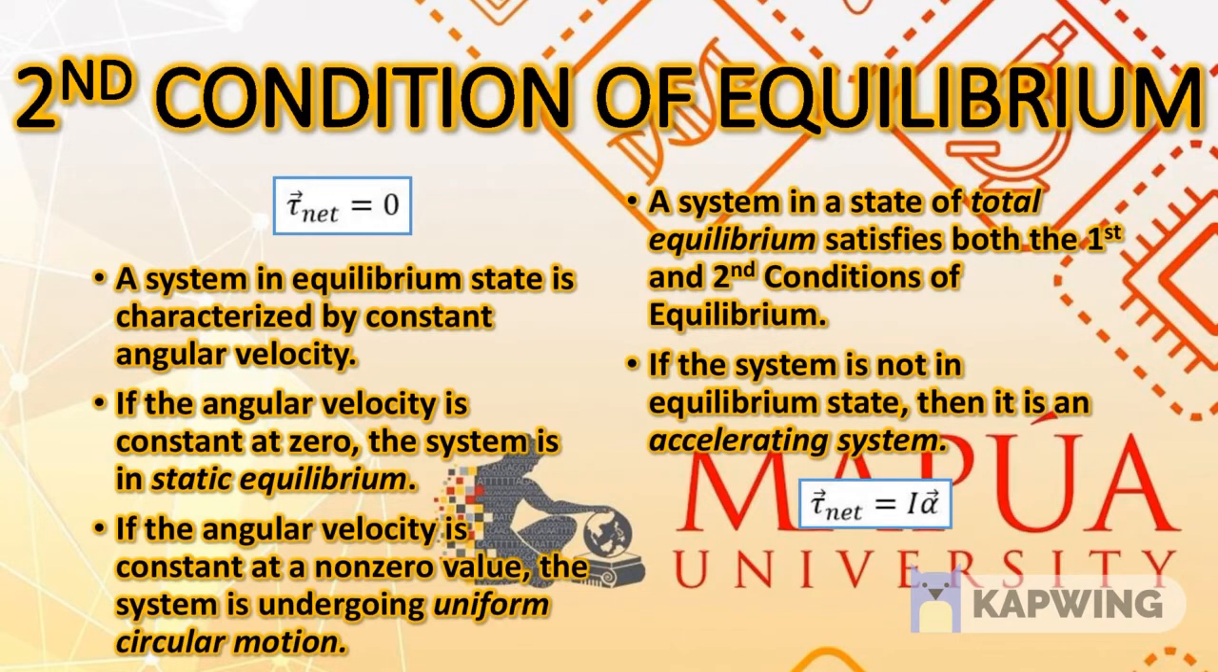For a system to be in a state of total equilibrium, it must satisfy both the first and second conditions of equilibrium. If it only satisfies the first condition, then the system is in equilibrium only in linear motion. If it satisfies only the second condition of equilibrium, then the system is in equilibrium only in rotational motion.